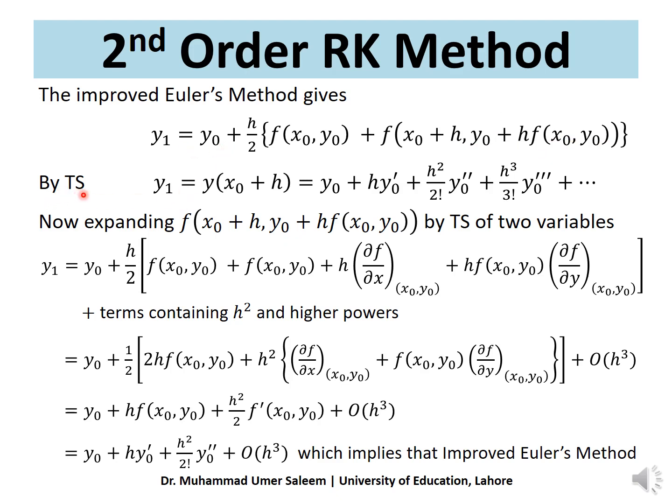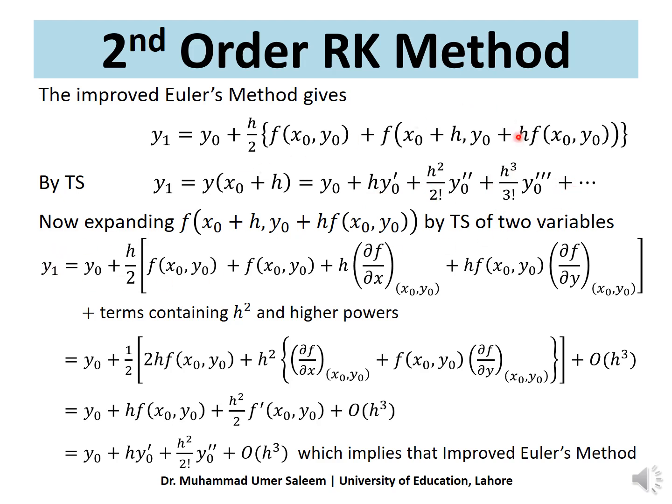By Taylor series we know y1 is equal to, as we did in the RK first order method, this Taylor series expansion: y naught plus h y naught dash plus h square by 2 factorial y naught double dash plus h cube by 3 factorial y naught triple dash, and so on.